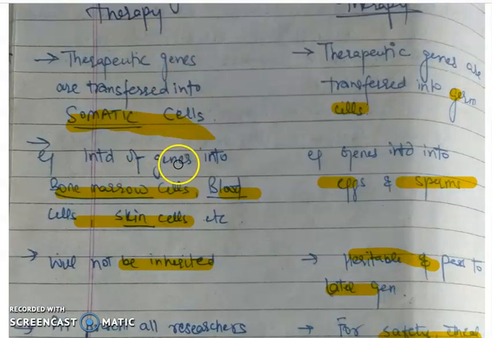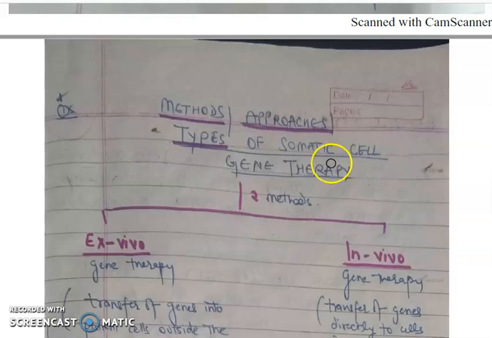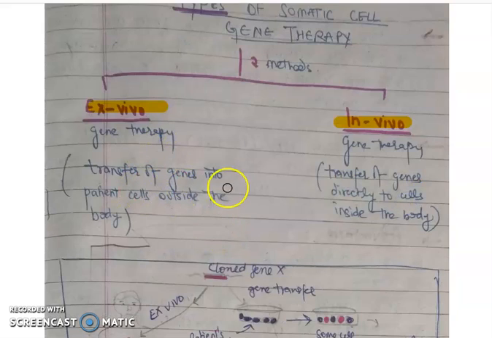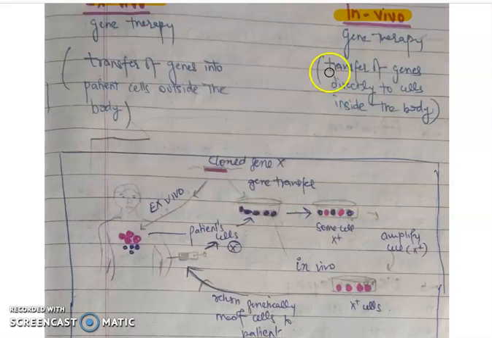There are two types of approaches, or two methods, of somatic cell gene therapy: ex vivo and in vivo. In ex vivo gene therapy, the genes are transferred into the cells outside the patient's body, and in in vivo gene therapy, the genes are transferred directly inside the body, obviously in combination with some liposomes or plasmids or some vector.